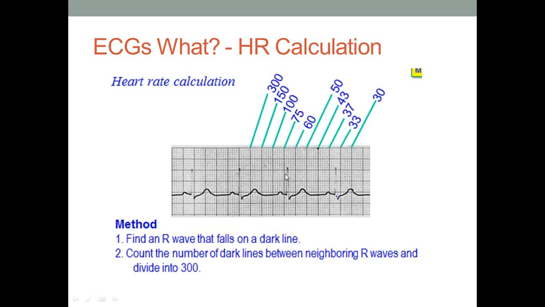Because that QRS complex falls somewhere between 75 and 60 and closer to the 75 mark, I would say that this heart rate on this ECG is probably around 70 beats per minute. So let me pause right there, and I'll let you sort of look at that a little bit more closely and try that on your own.